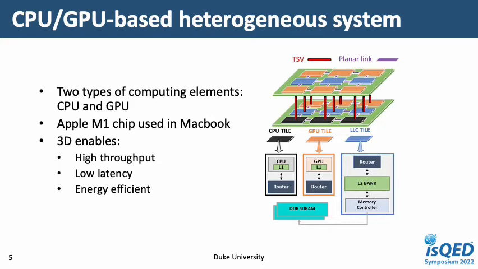Now here we are going to look into a 3D CPU GPU based design. Why 3D? Because we know that 3D has many advantages. 3D enables higher throughput, lower latency, energy efficiency and smaller designs compared to traditional 2D systems. So here we are going to look into how to design a 3D CPU GPU based heterogeneous system.